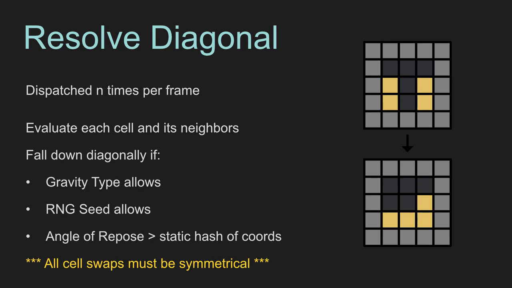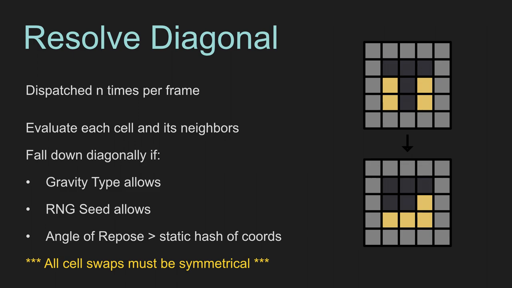In my implementation, this angle is actually the probability that a cell will fall diagonally if able. If a cell's angle of repose is above a threshold, it will fall diagonally. I could use the same RNG value for this, but doing so would cause some problems. Given a uniform distribution of random numbers, eventually all materials would form 45 degree angle piles, and the angle of repose would just control the speed that the piles settle.